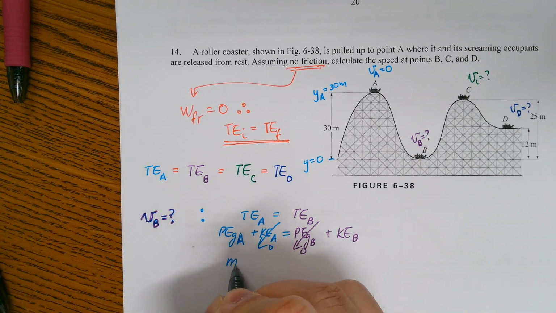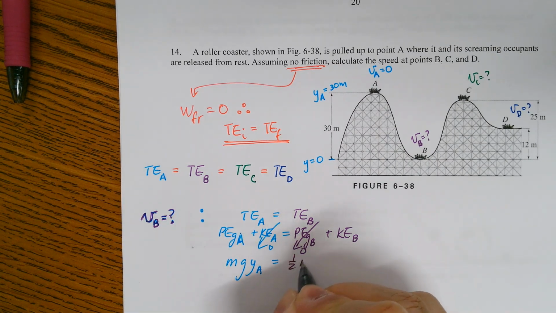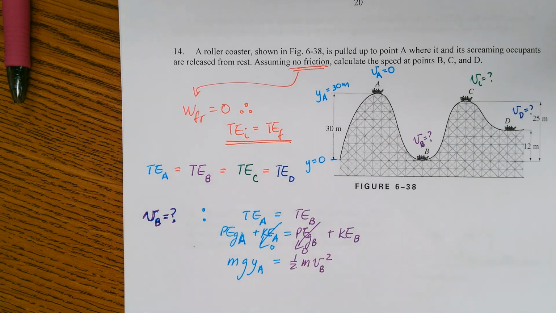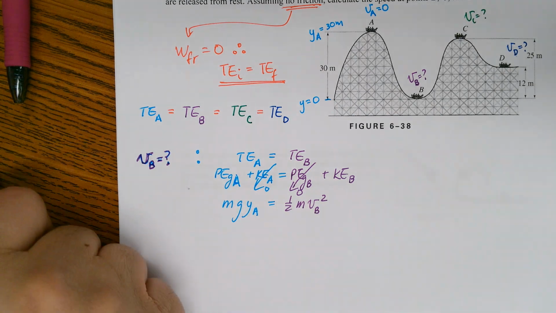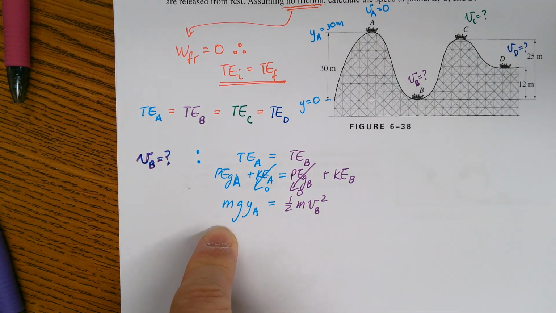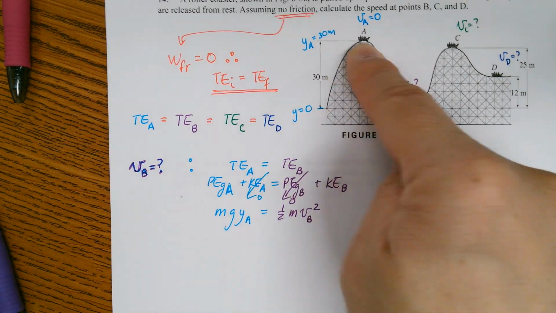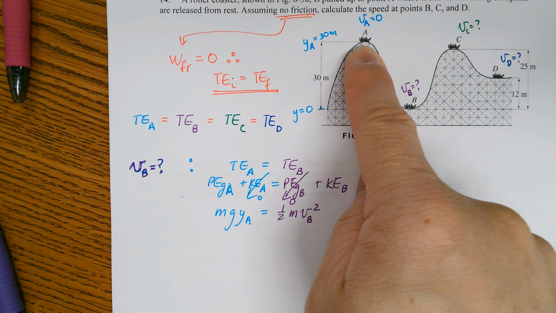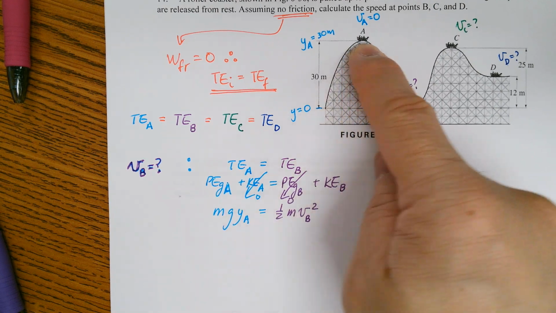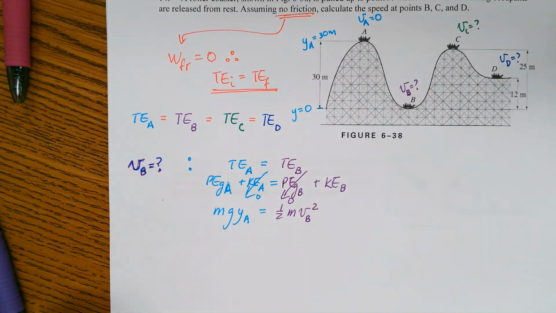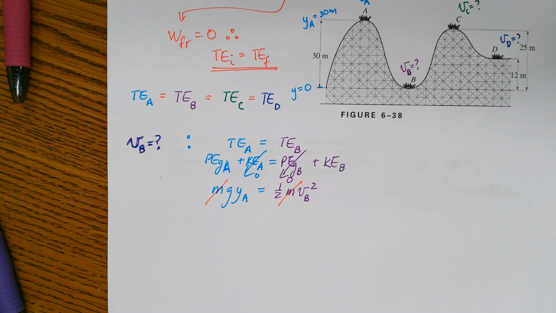Therefore, mgyA must equal 1/2 mvB squared. Notice what happens to the mass of the roller coaster and the occupants. It doesn't matter whether you have a roller coaster cart full of a middle school choir versus all professional football players, they will all pretty much experience the same exhilaration on that roller coaster ride, because this is mass independent.